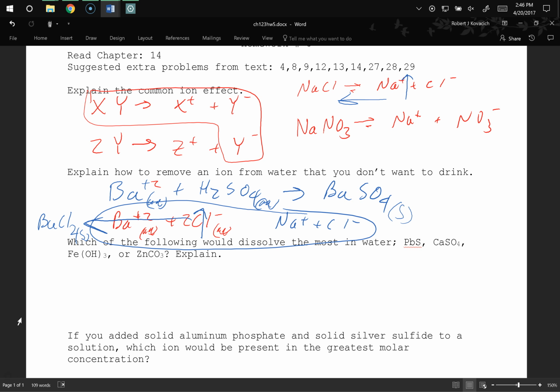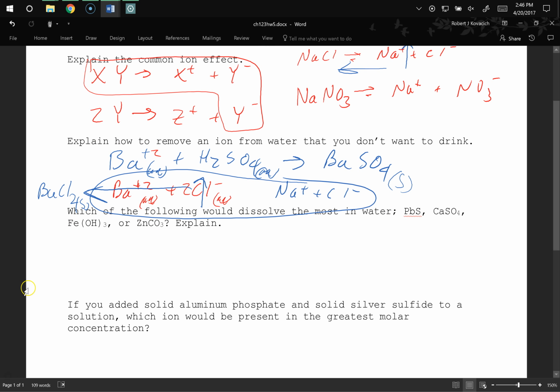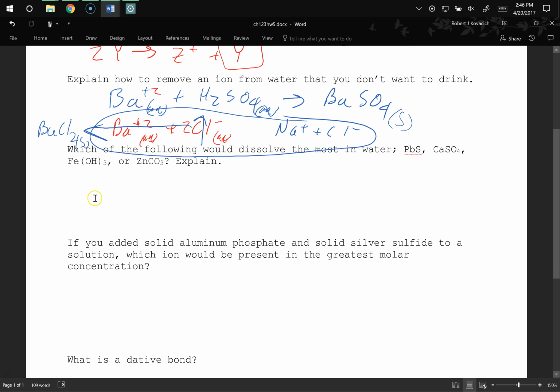These should definitely be the first two questions on the exam. So on the exam, would we have to give an example of the common ion effect? I haven't written it, so maybe I'll think about that question.